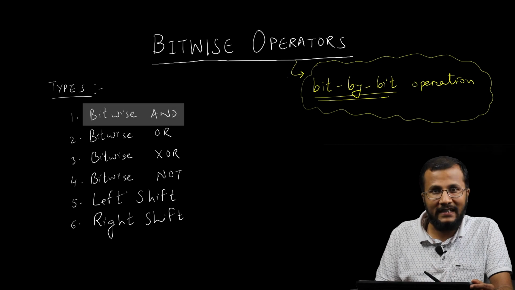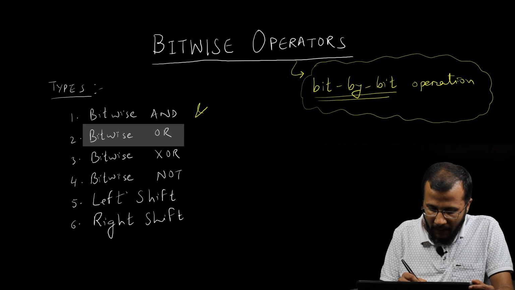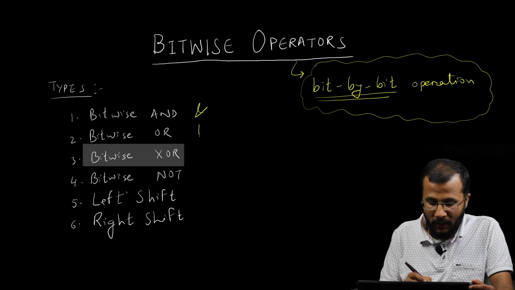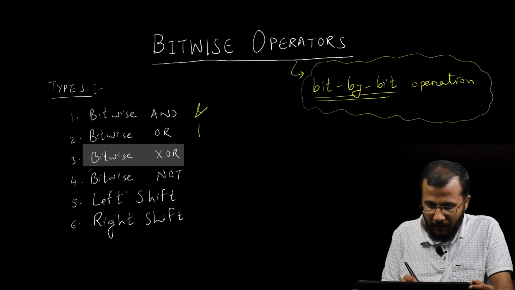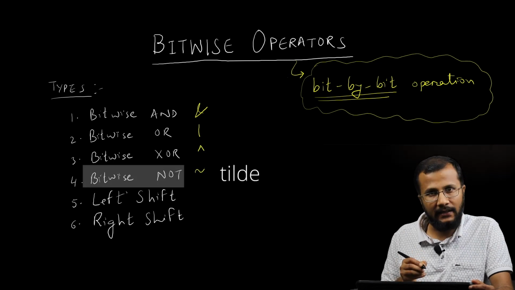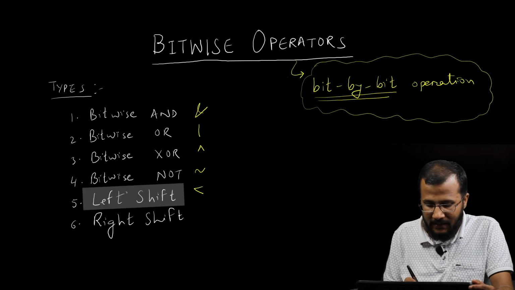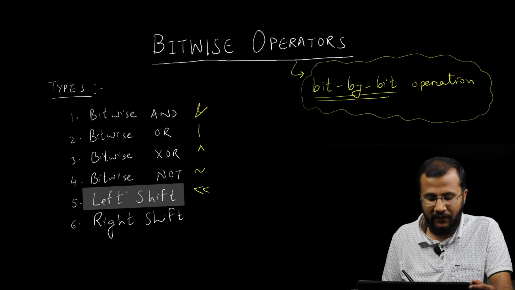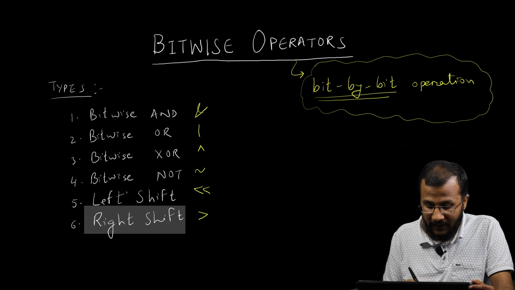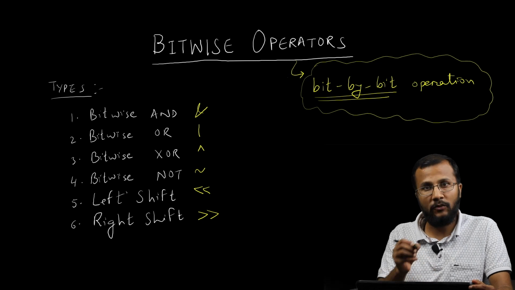The first one is bitwise AND, represented by an ampersand. Bitwise OR, represented by a single bar. Bitwise XOR, exclusive OR, also called XOR, represented by a caret like this. Bitwise NOT, represented by a tilde like this. Left shift, represented by the less than symbol twice, and right shift, represented by the greater than symbol two times like this. So these are the 6 different types of bitwise operators.